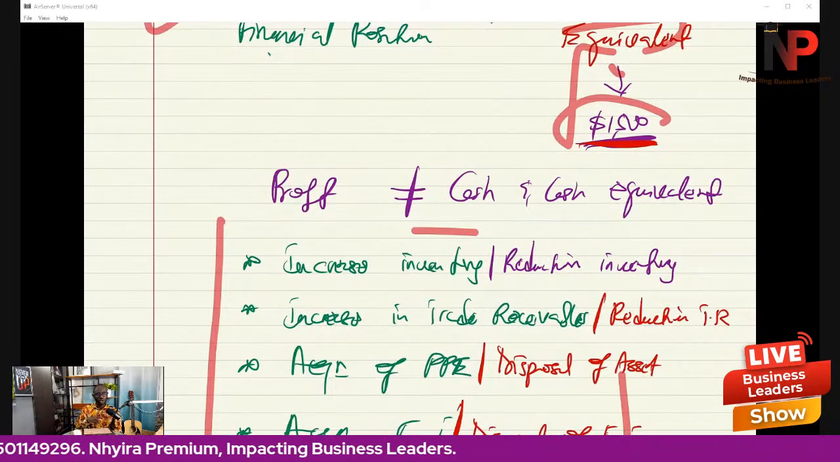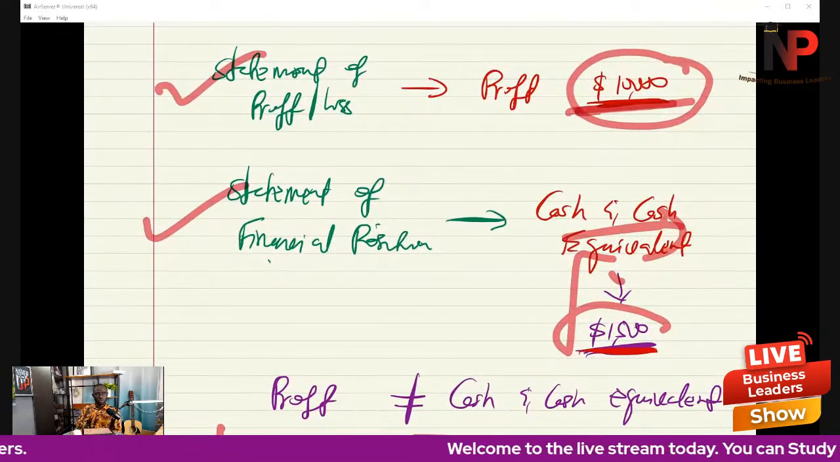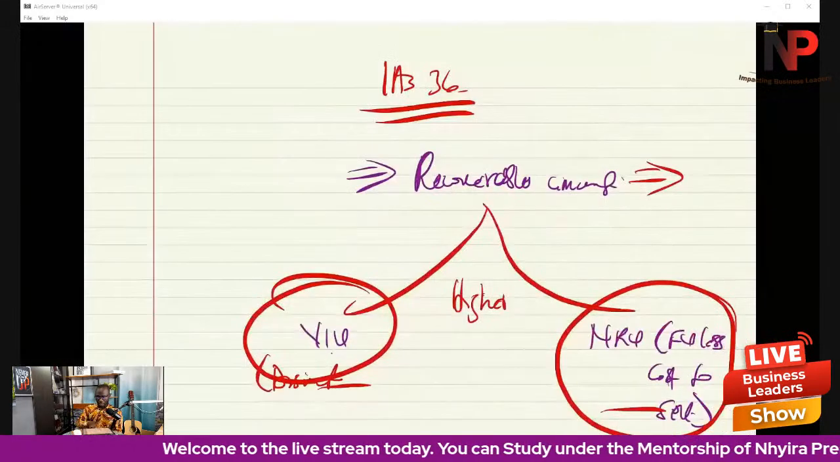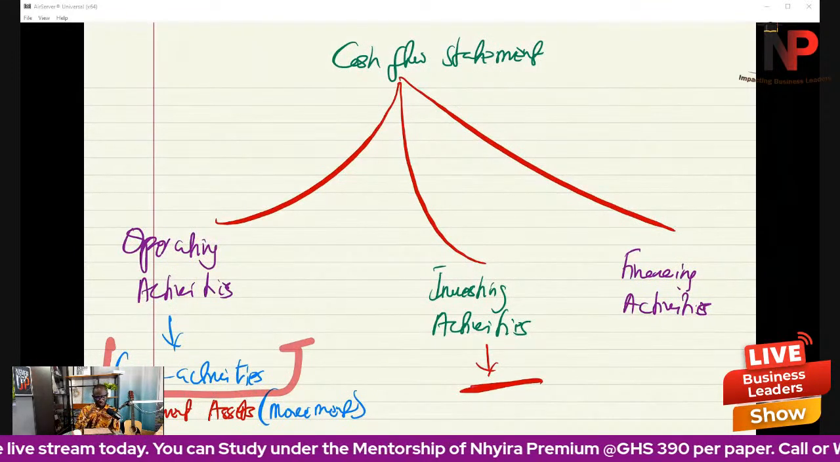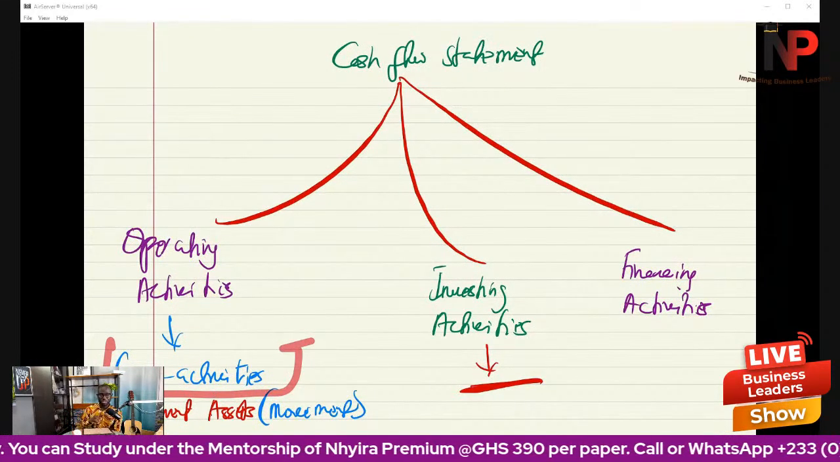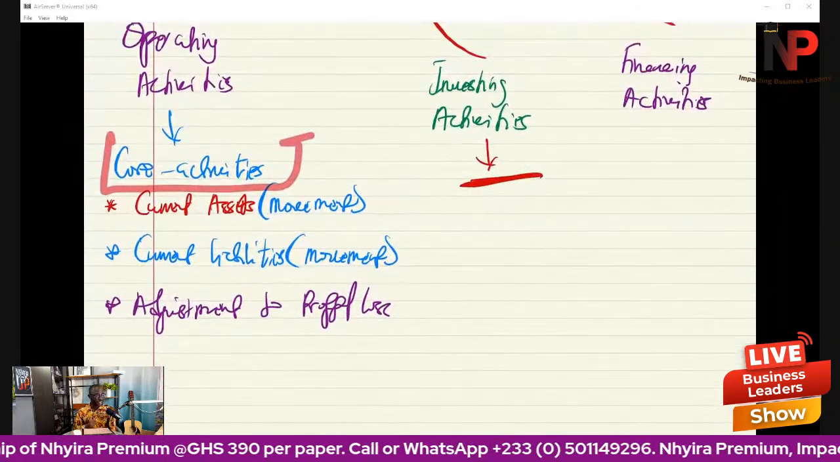And so we went through a couple of reasons why there could be discrepancies between the profit for the year and the cash and cash equivalent balance on the face of the statement of financial position. And so we said that the cash flow statement is going to be prepared looking at three key activities: the operating activities, investing activities, and also financing activities.